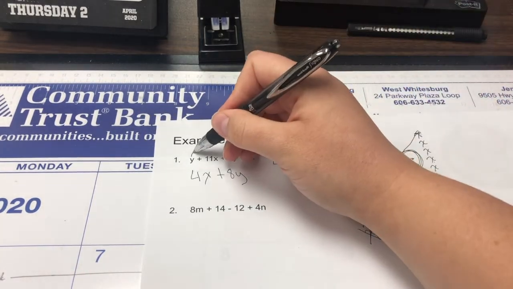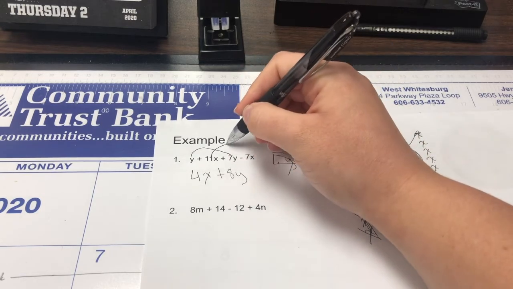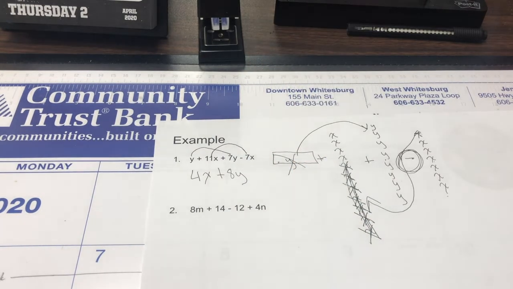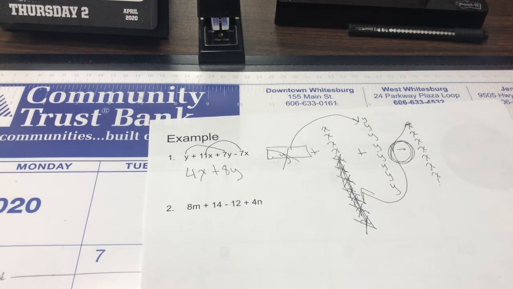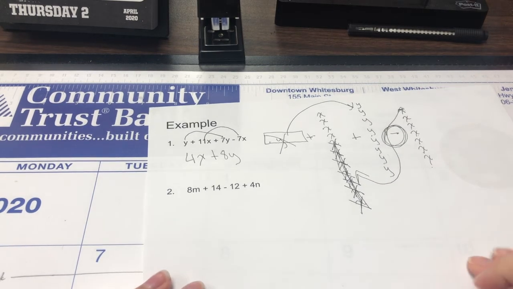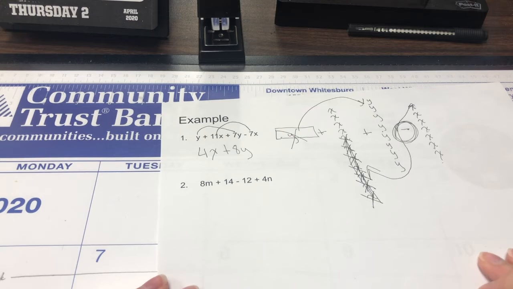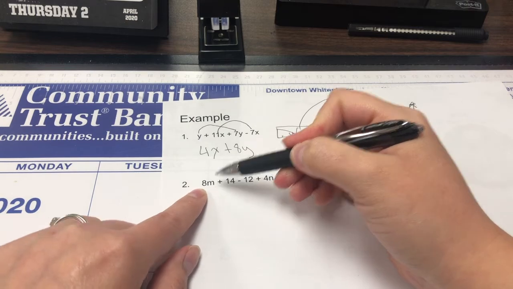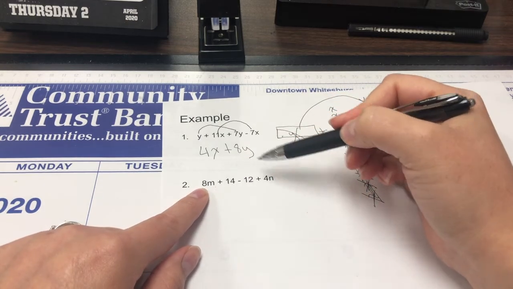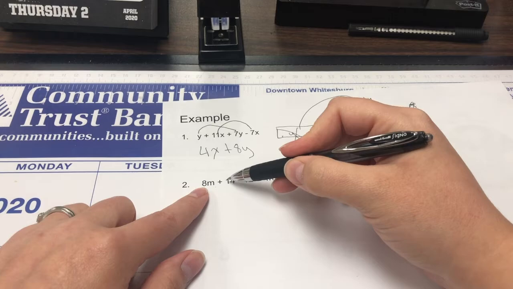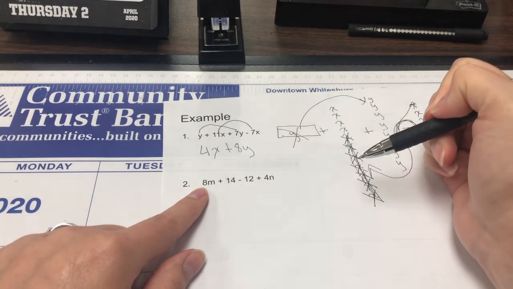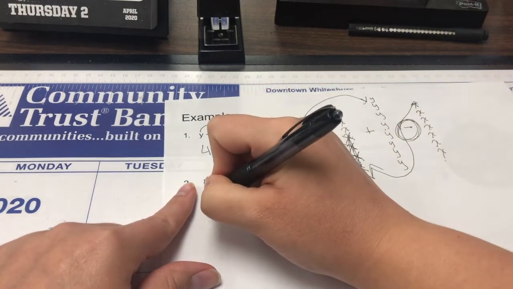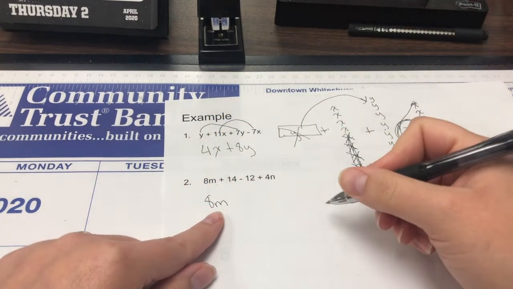So if I'm looking at it, I combine this here. And then here is another set of like terms. Okay, last one. So let's try to do it without modeling. I have 8m plus 14, subtract 12, plus 4n. Okay, so I'm going to start first with my first term, 8m. Do I have any other m's in my expression? No. So I'm going to bring it straight down. There's nothing else I can do there.